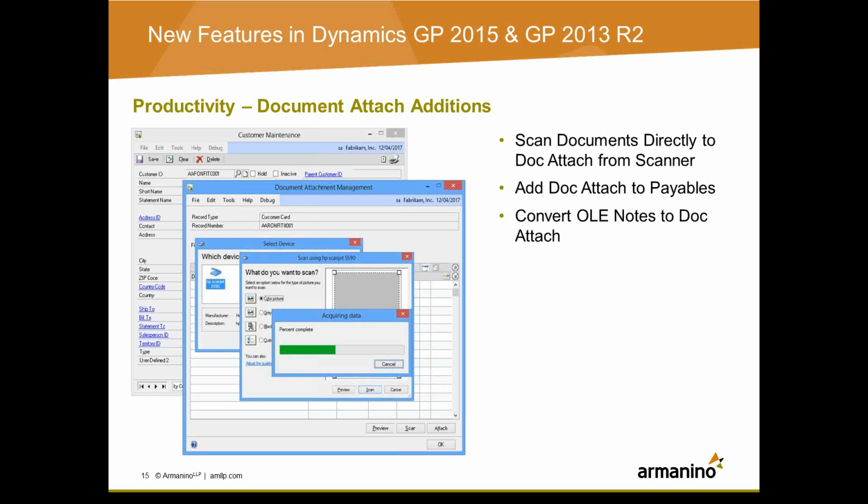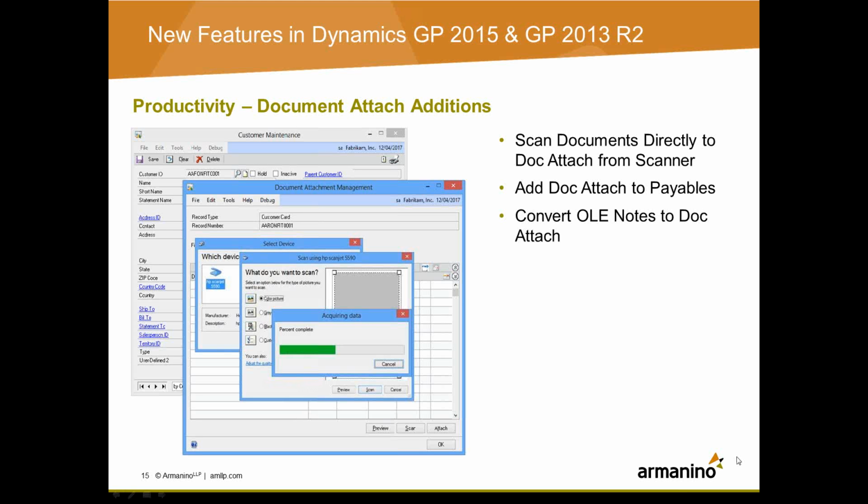And this is kind of a nice functionality in GP that was introduced. You've always been able to attach documents to records, whether they're transaction records or master file records. But with this new functionality, you can actually scan directly from your scanner, and it will be indexed, it will be scanned, and then it will be attached to this particular record in Dynamics GP. So this cuts out at least 2 steps, right? It makes it a lot easier to do.